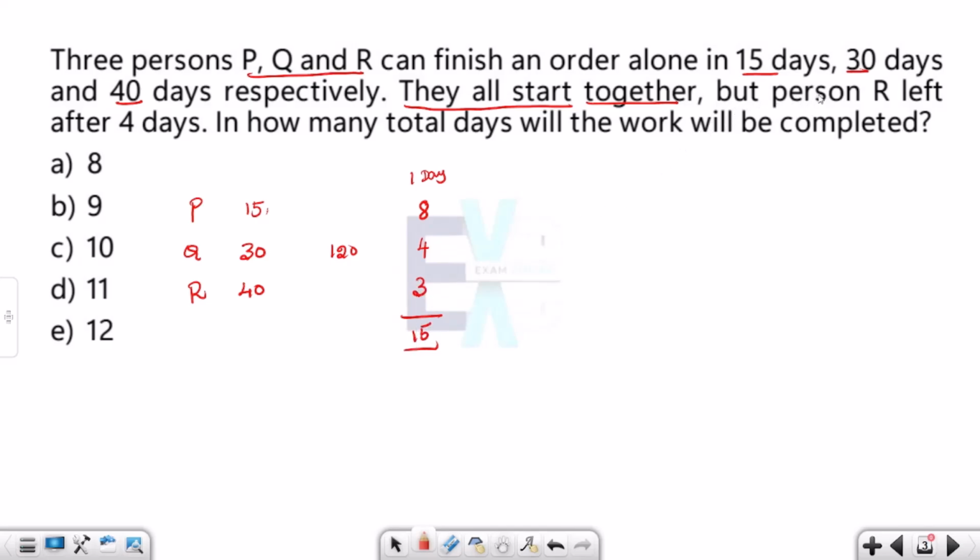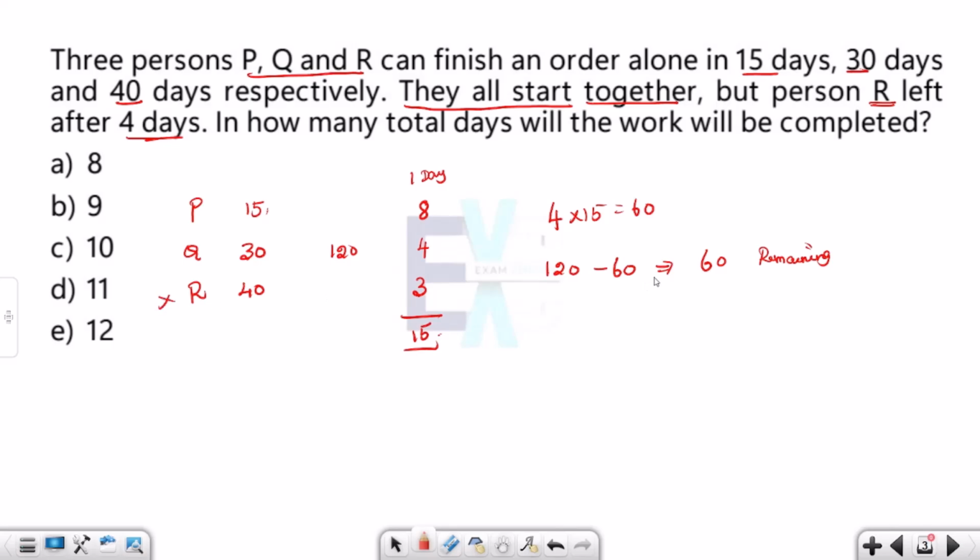But person R left after 4 days. That means for the first 4 days, P, Q and R, these three members, worked. In one day, how much work? 15. So 4 into 15 will be 60. That means out of 120 parts of the work, 60 parts of the work are done. So what is the remaining part? 60 parts are remaining. Now after 4 days, who left? R left.